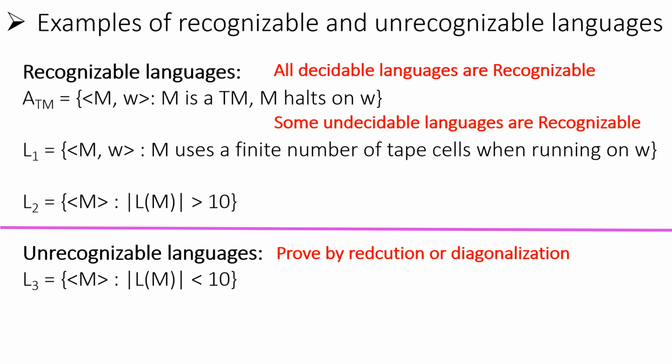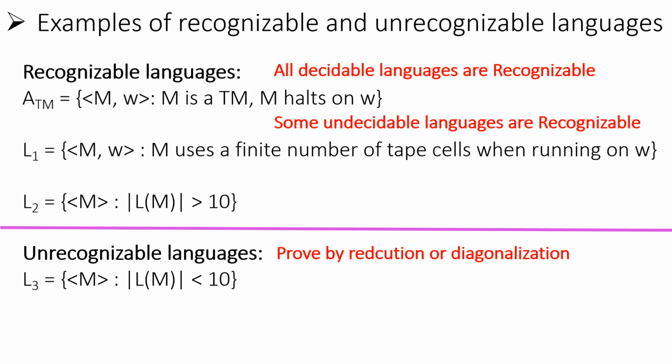Previously, we talked about that ATM, the halting problem, is not decidable. Now we say it is recognizable. This is not a contradiction. Recall the language hierarchy. The class of decidable languages is a subset of the class of recognizable languages. All decidable languages are recognizable, and some undecidable languages are recognizable, like ATM. We will prove it is recognizable in the next slide.